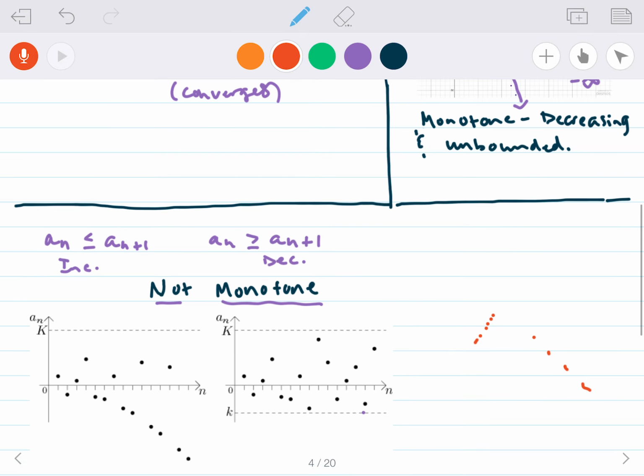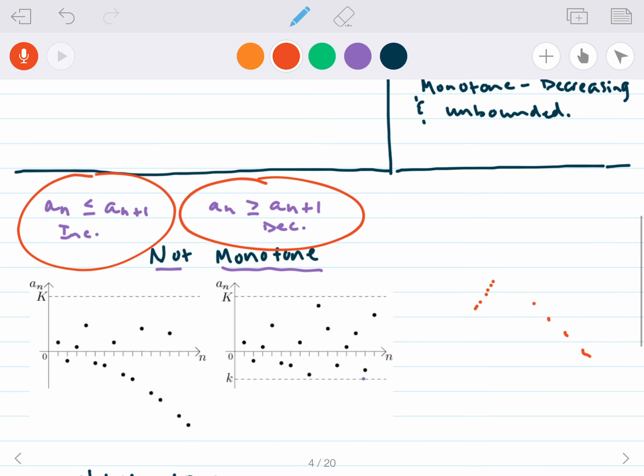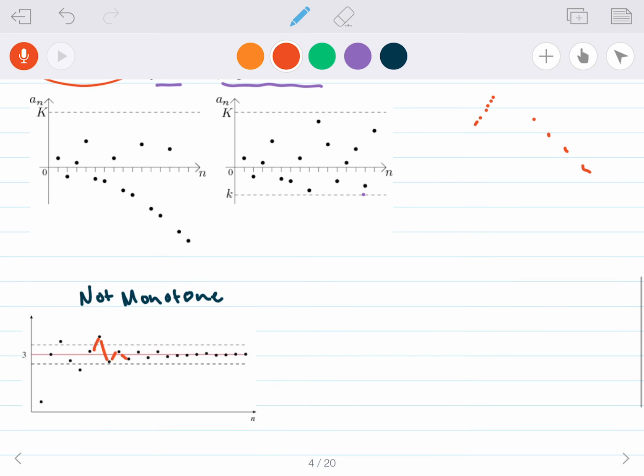But we want this, okay? We want every single term to either have the previous one be smaller than or equal to the next one, or the previous one be bigger than or equal to the next one. Okay, so that's monotone.